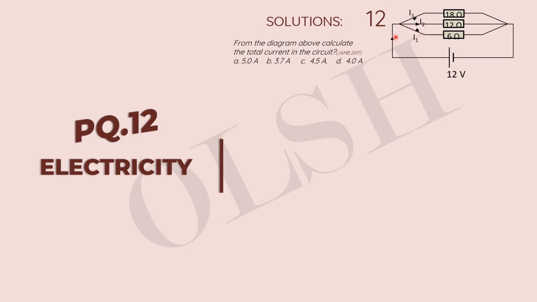So we're asked to find the total current flowing. The total current is I3, I2 and I1 summed up together. That's I3 plus I2 plus I1 will give us the total current. But then we don't have these values, so we can't just sum them. So to find the current flowing through the circuit, we'll find the effective resistance and divide the voltage by it.